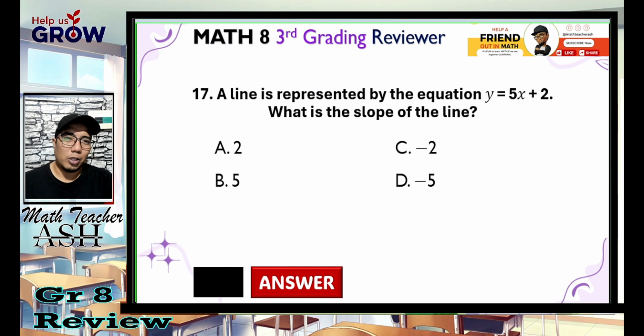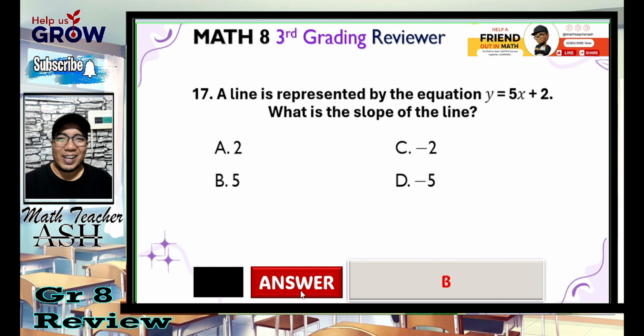So, my dear math learners, we have here an equation y is equal to 5x plus 2. Now, of course, this is a representation wherein we can immediately tell where the slope and the y-intercept is. So here, this 5 is our slope, and this value without a variable will be our y-intercept. The question is what is the slope of the line? So that is automatically the 5 here. So the right answer for this question is letter B, 5. Let's check whether we are correct.